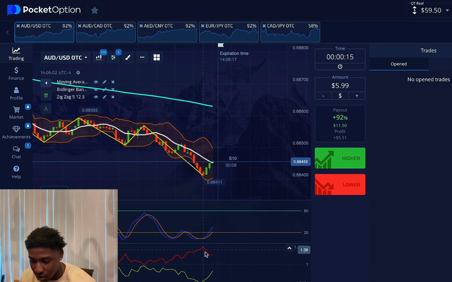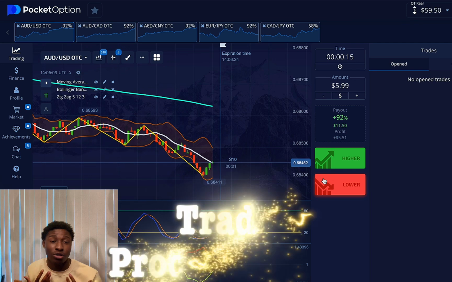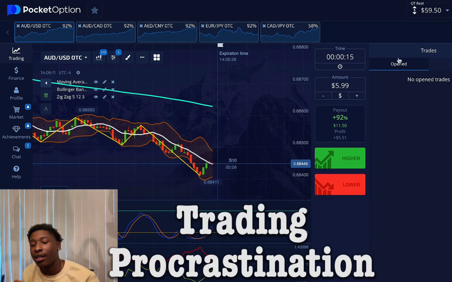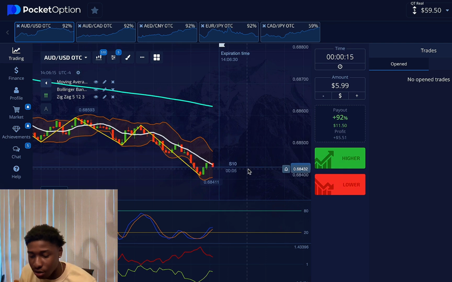Yeah, guys, as you can see, the vortex has started to cave in, and right now I'm just not listening to my own self. And this is called trading procrastination, because like I said, I have a goal of $100. We're at $60. I need $40 more to be able to withdraw, because on Pocket Option you need a minimum of $100 to withdraw.